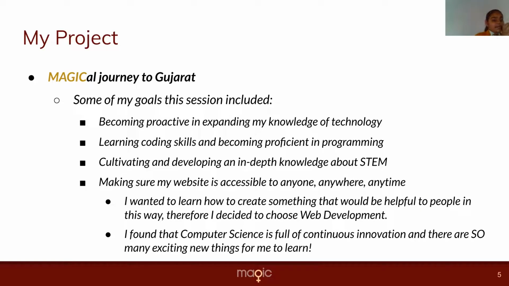Some of my goals this session included learning coding skills, becoming proactive in terms of technology, and expanding in-depth knowledge about STEM. Some of you might ask me why I made a website on Gujarat. It is because it is renowned for its temple towns, historic capitals, and beaches. Wildlife sanctuaries, hill resorts, and natural glory are gifts of Gujarat. Sculptures, handicrafts, arts, and festivals also make the state rich.